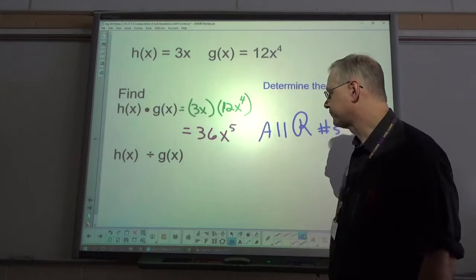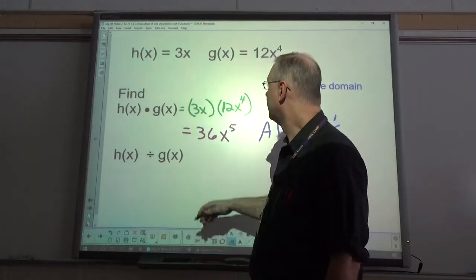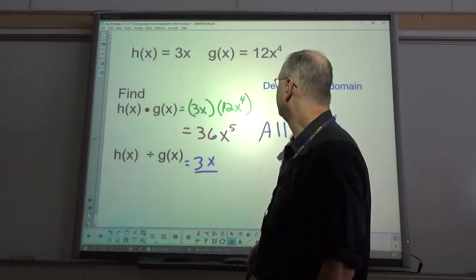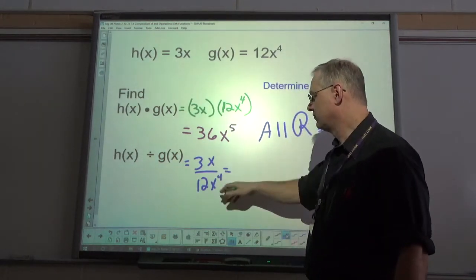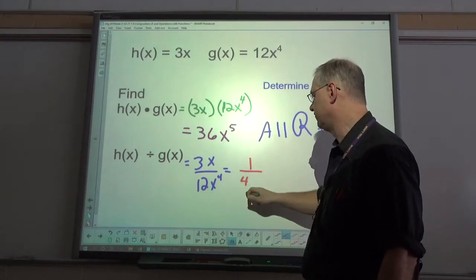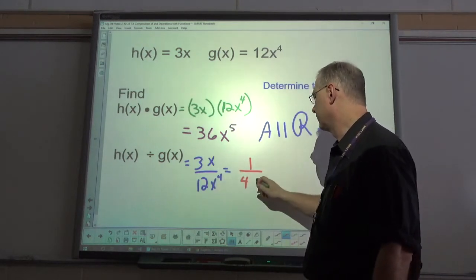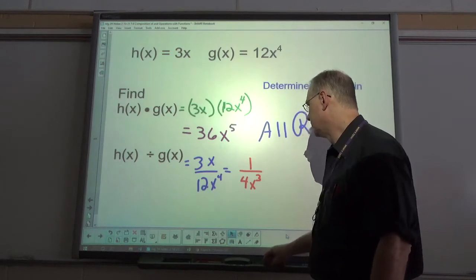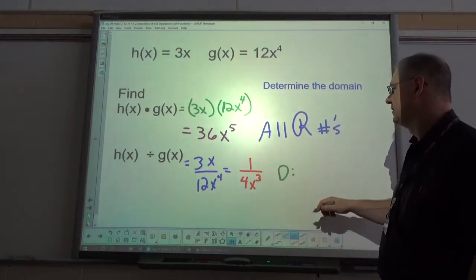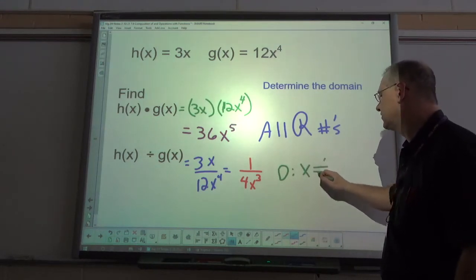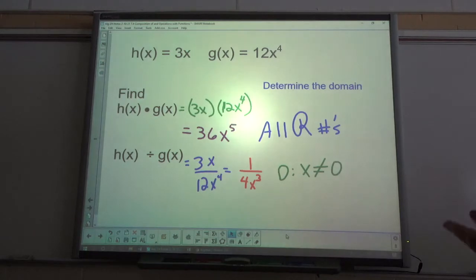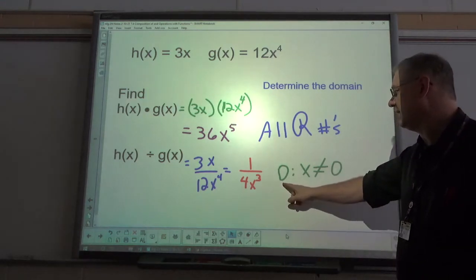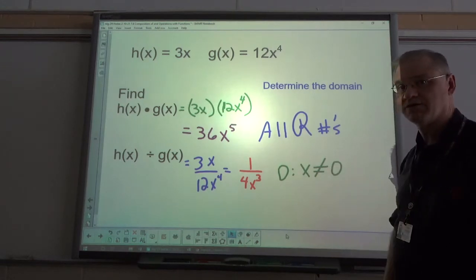In the next example, h is being divided by g. h, 3x, is being divided by g, 12x to the fourth. This, when we reduce it, is 1, the 3 and the 12 cancel to a 4 on the bottom and a 1 on top. x and x to the fourth reduced to x to the third on the bottom. So the domain here is x not equal to 0, because we can't have the denominator equal 0, and 0 replacing x would cause the denominator to become 0. And we're not allowed to divide by 0, so the domain is x values that are not equal to 0. So anything but 0.